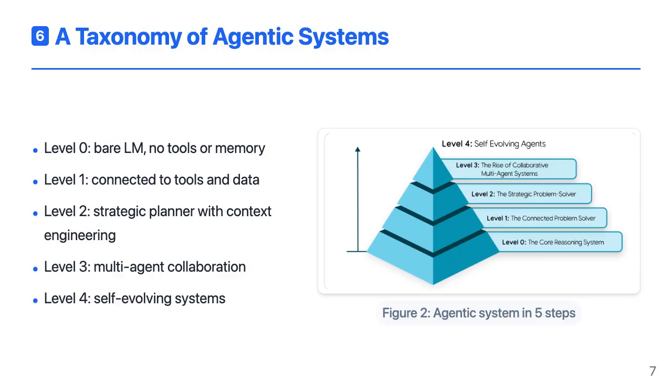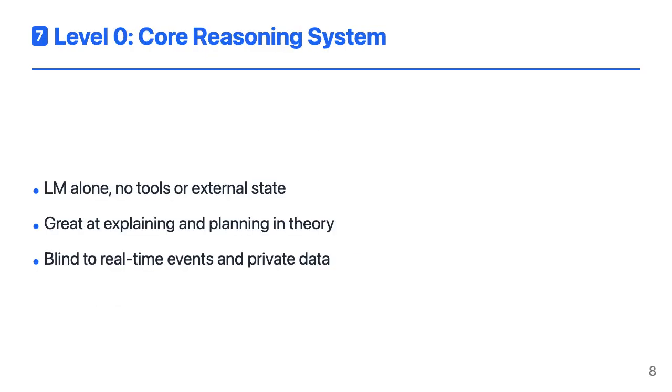Not all agents are created equal. This paper lays out a simple taxonomy of agentic systems. At level 0, you just have a language model answering questions from its training data. At level 1, the model can call tools and access live information. Level 2 adds strategic planning and careful context management, so the agent can handle more complex, multi-step tasks. Level 3 moves to a team of specialists model, where multiple agents collaborate. And Level 4 is the frontier, systems that can create new tools or even new agents to extend their own capabilities.